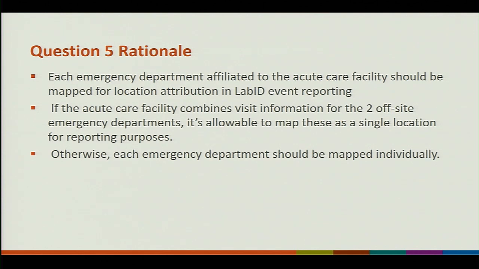So again, each emergency department affiliated with the acute care facility, even if it's off-site, we're almost done, guys, hold on, should be mapped for location attribution and lab ID event reporting. If the acute care facility combines visit information for the 2 off-site emergency departments, it's allowable to map these as a single location for reporting purposes. So you can just have one ED location mapped to NHSN for that facility and have all those encounters aggregated for lab ID. Otherwise, you can simply map those 2 locations as separate EDs within that acute care facility.